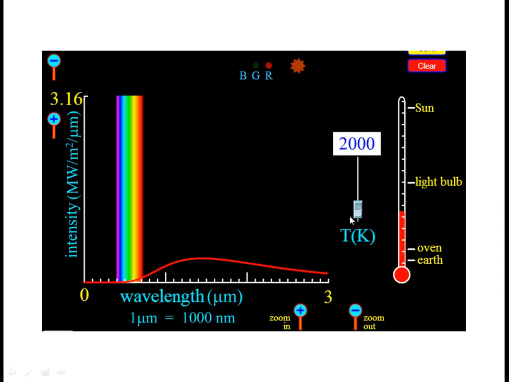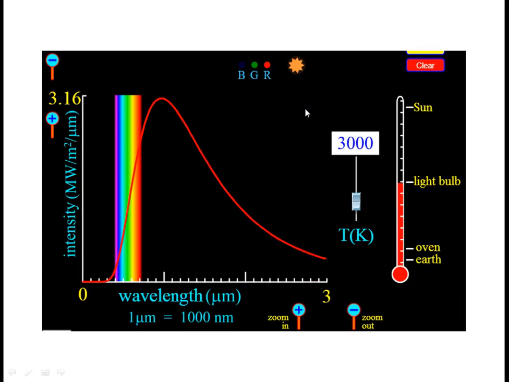Now let's make the temperature go up. We put the temperature up to 2,000. Now you can see that there is really appreciable intensity in the IR. And down here you can see that we're getting a little bit of intensity in the red and orange part of the visible spectrum. The object would indeed start to be glowing a reddish orange.